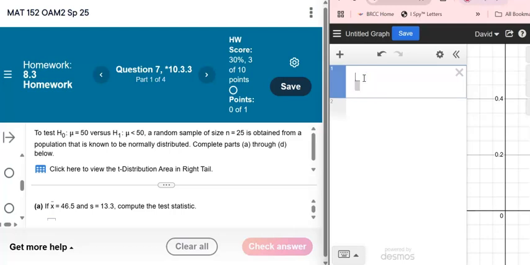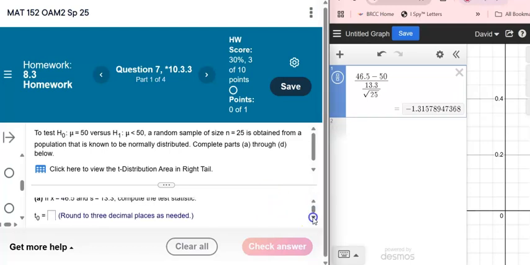So to remember, to get the test statistic, all you're doing is a z-score, but because we're using S with sample means, it's actually a t-score. But it's the same concept. It's a measurement, which in this case is the sample mean. So I'm going to use the 46.5 minus the population mean. So that's the 50 here. And I'm going to divide by another fraction: S, which is 13.3, divided by the square root, SQRT, of our sample size. Sample size is 25, so I'll put a 25 there. So there is my test statistic.